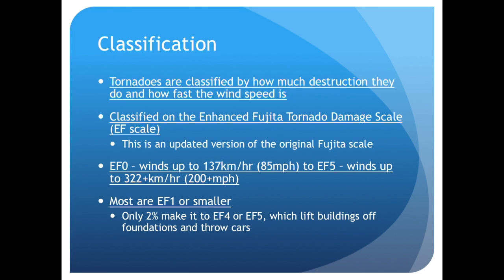So the way we classify tornadoes is using the Enhanced Fujita scale. Tornadoes used to be just on the Fujita scale, and it would be an F1, F2, F3, F4, F5.